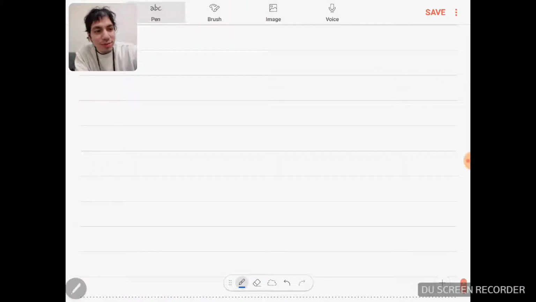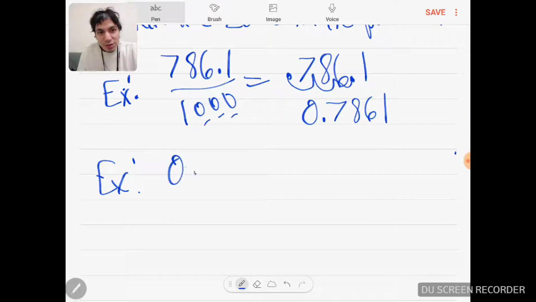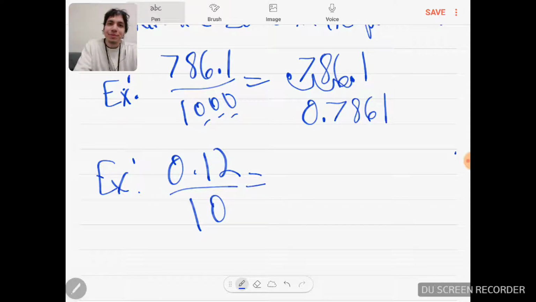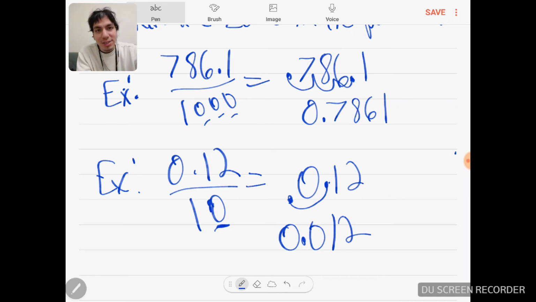Let's do another example. Let's say I have 0.12 over 10. So same idea, 0.12, the decimal point is between the 0 and the 1. Since I'm dividing by 10, which only has 1 zero, I move it over to the left by 1. So now I'm going to include this 0 with another 0. So it's going to be 0.012 as your answer.